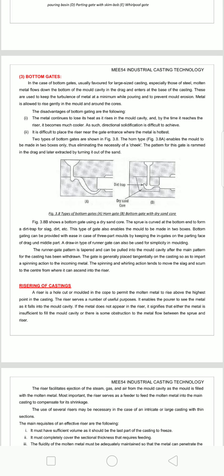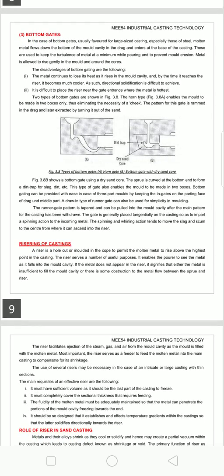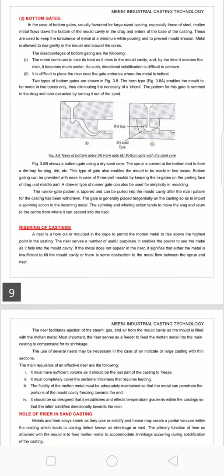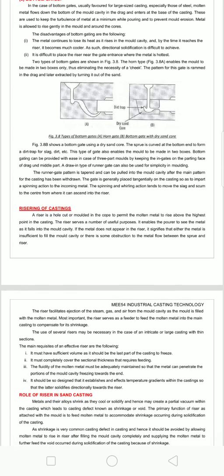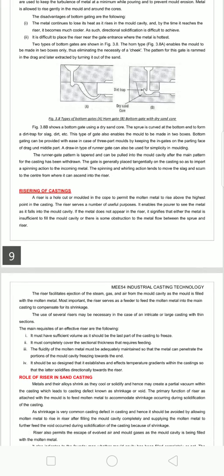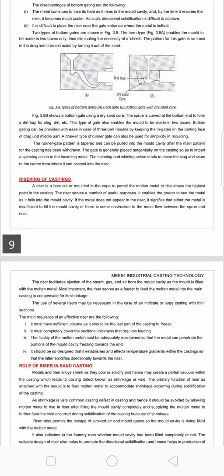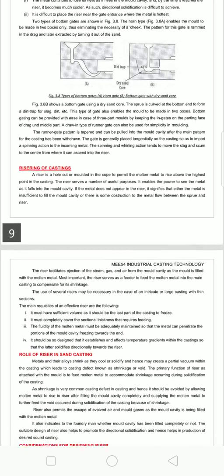As we already discussed, the riser is a hole cut or molded in the cope to permit the molten metal to rise above the highest part in the casting. The riser serves a number of useful purposes. It enables the pourer to see the molten metal fill the mold cavity. If the metal does not appear in the riser, then it signifies either the metal is insufficient to fill the mold cavity, or there is some obstruction to the flow between the sprue and the riser.